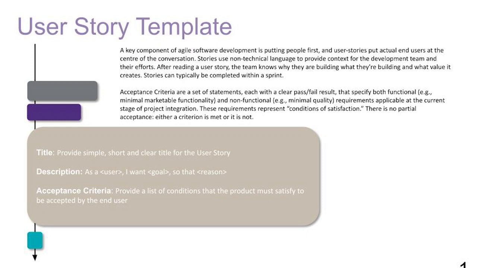At a smaller level, we're going to speak to the user story templates. User story templates are smaller pieces of work than the epics. A key component of Agile development is putting people first, and user stories actually put the end user first. They put them at the center of the conversation. Stories use non-technical language to provide context for the development team and their efforts. After reading a user story, the team knows why they are building, what they are building, and what the value it creates. Stories are typically completed within a sprint.